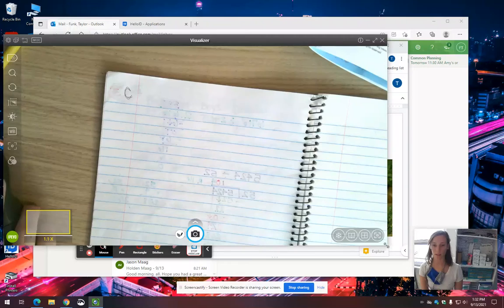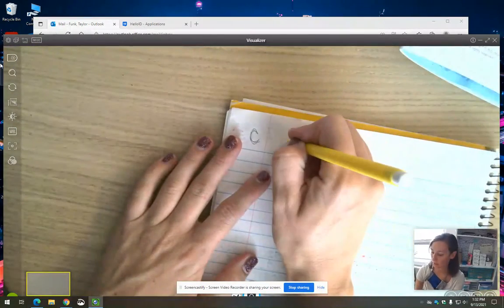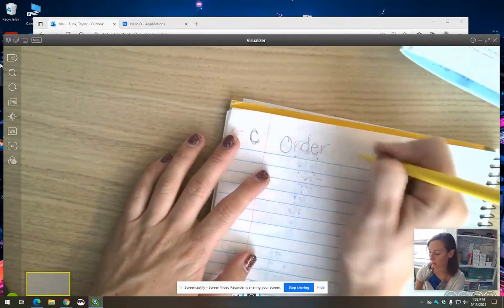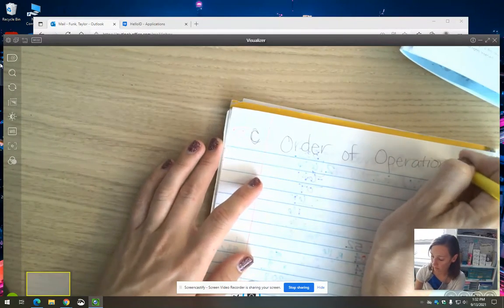We are on C, and C, we were talking about the order of operations. So you can label that in your table of contents.